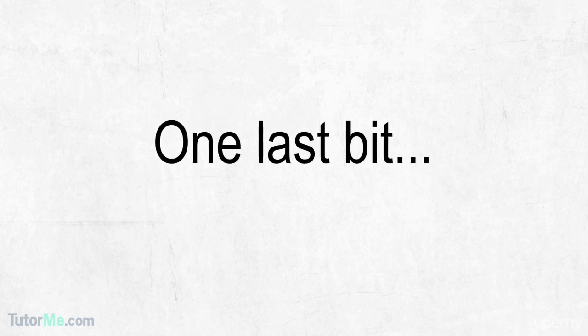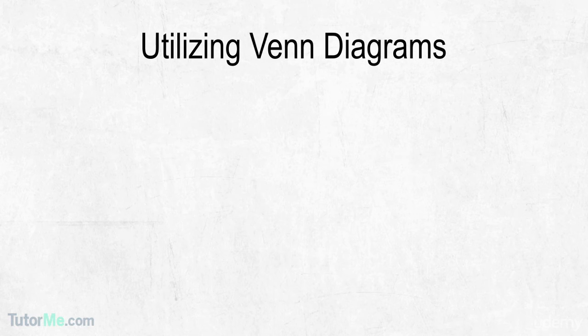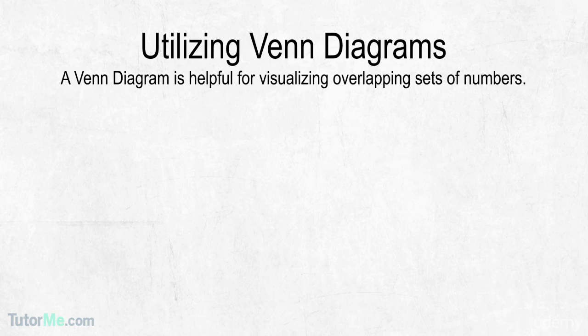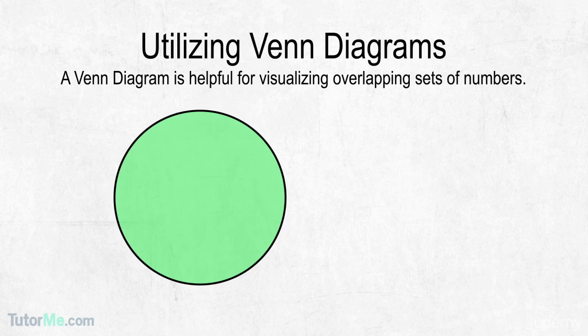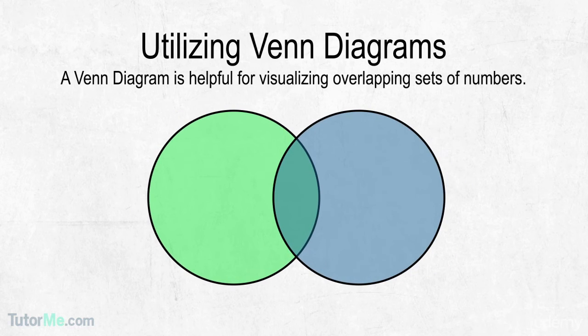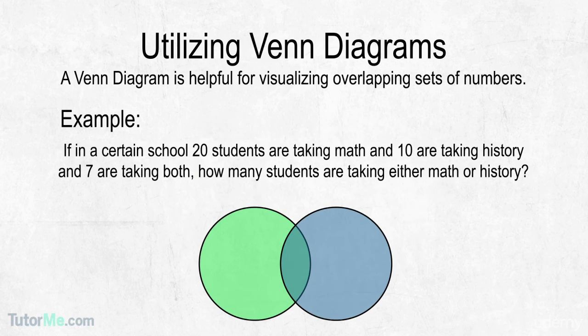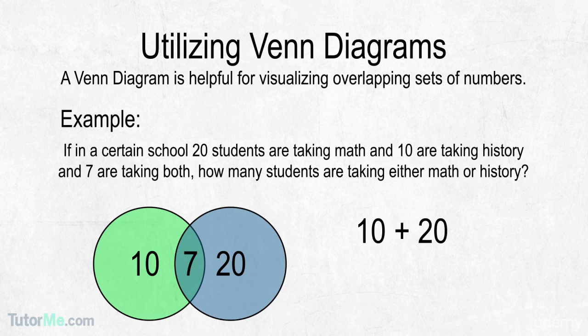One last bit on number representation before we move on is utilizing Venn diagrams. A Venn diagram is helpful for visualizing overlapping sets of numbers. The total number will equal the number in one group plus the number in the other group minus the number common to both groups. For example, if in a certain school 20 students are taking math and 10 are taking history and 7 are taking both, how many students are taking either math or history? In order to know the total number of students, you can use a Venn diagram. 10 in history, 20 in math, but 7 are in both. So you add together 10 plus 20, then minus 7 to know the total number of students, 23.